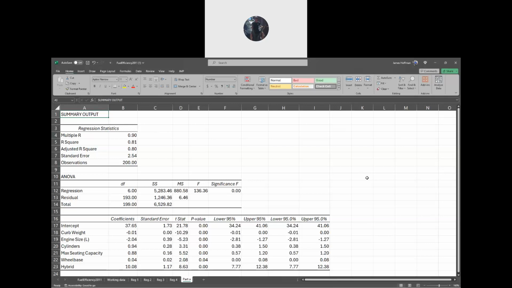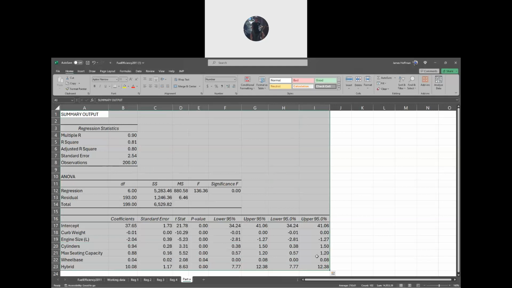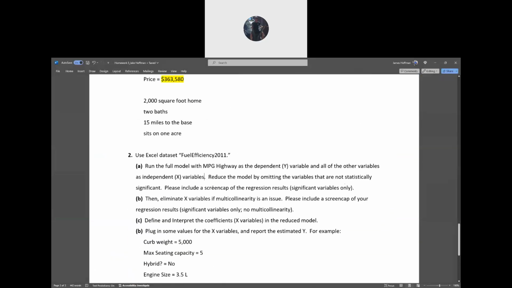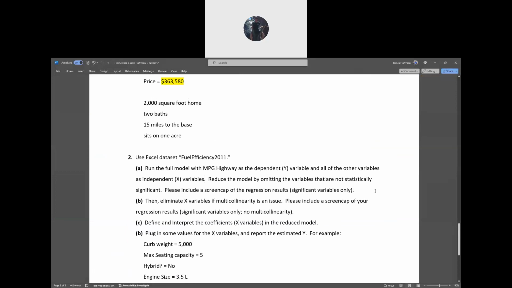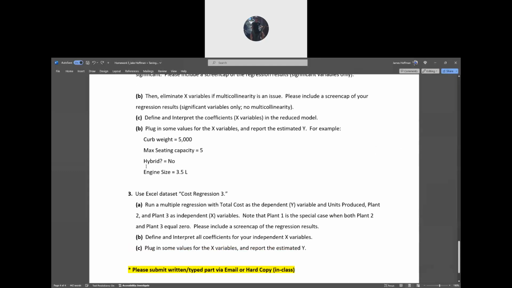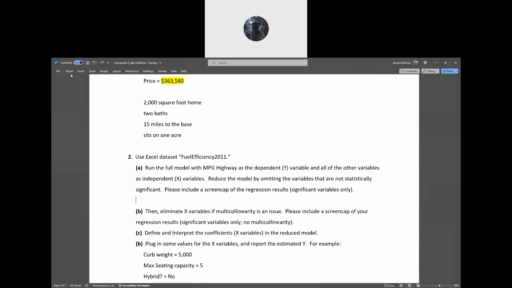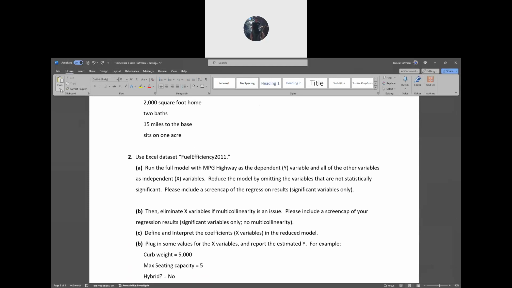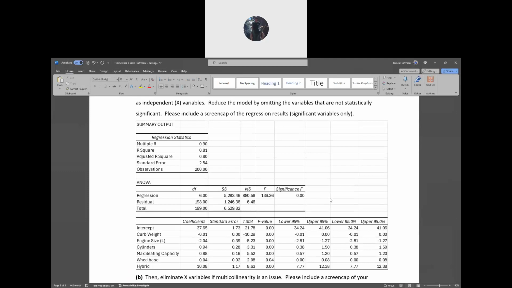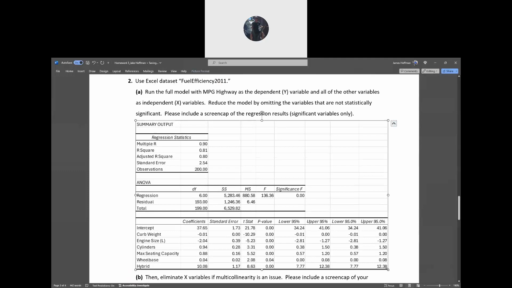Okay. So this would be part A. We would take a screen cap of this. Control C is copy, right? Copy. Then Control V is paste. In this case, you'd want to do Home, Paste, and choose picture.